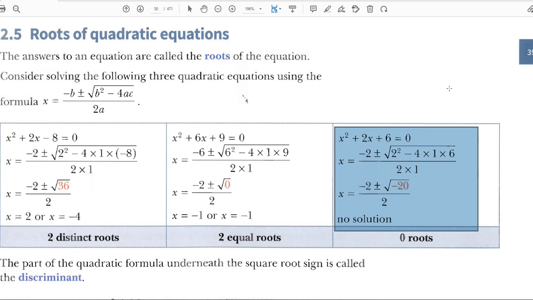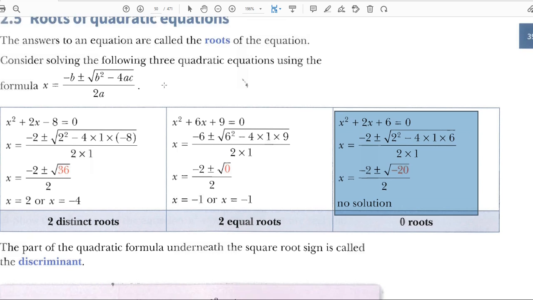So in a quadratic equation, we have three conditions. One condition is two distinct roots. The second condition is two equal roots. And the third condition is no roots or zero roots. Okay. Now come to the next.